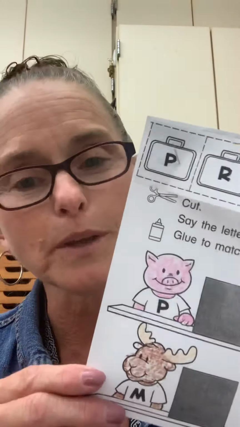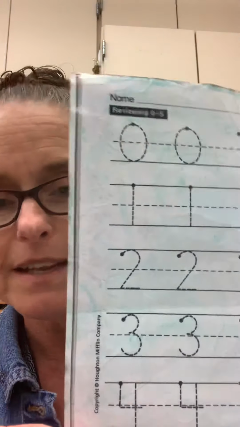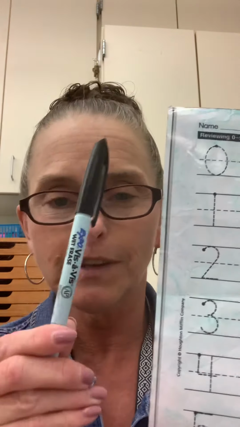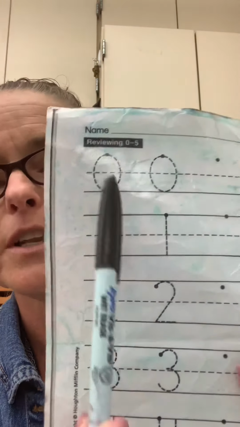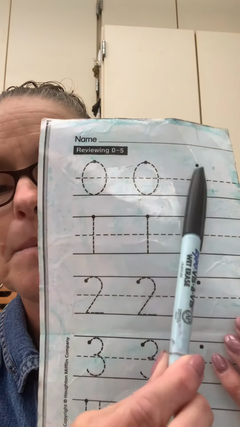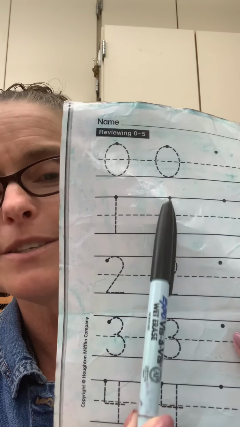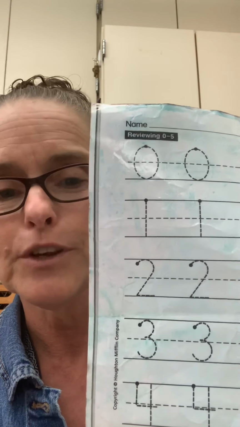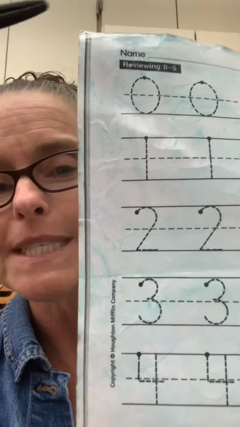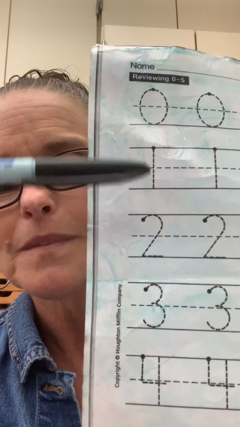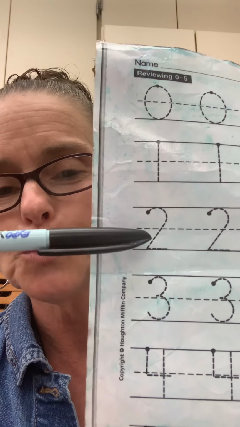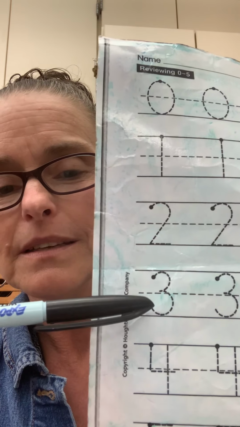Now for math, you're familiar with this because we've already done it. You're going to need your vis-a-vis marker, and you're going to trace it, make it. Trace it, make it. So the dots are there for you to try your own. The dotted ones are there for you to trace. Let's go through the numbers together. 0, 1, 2, 3, 4, 5.